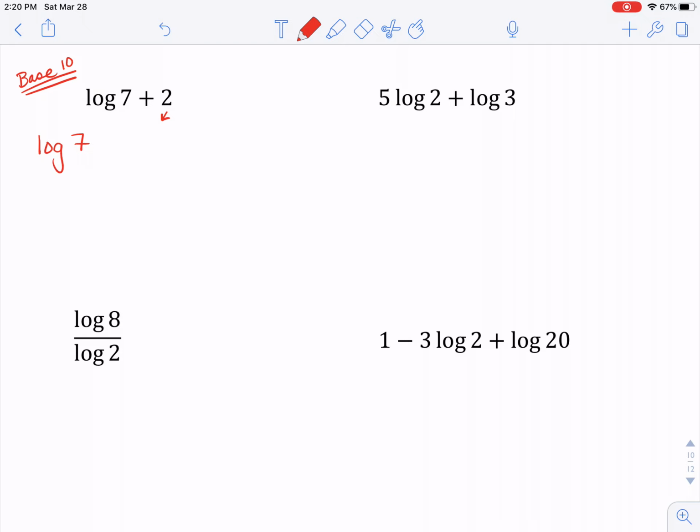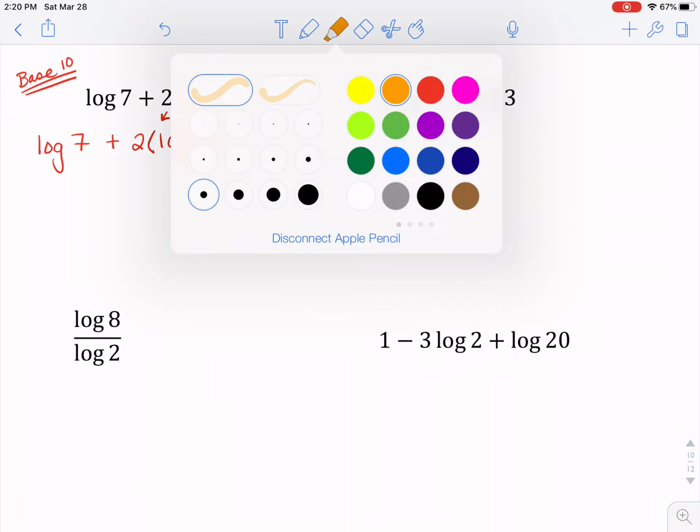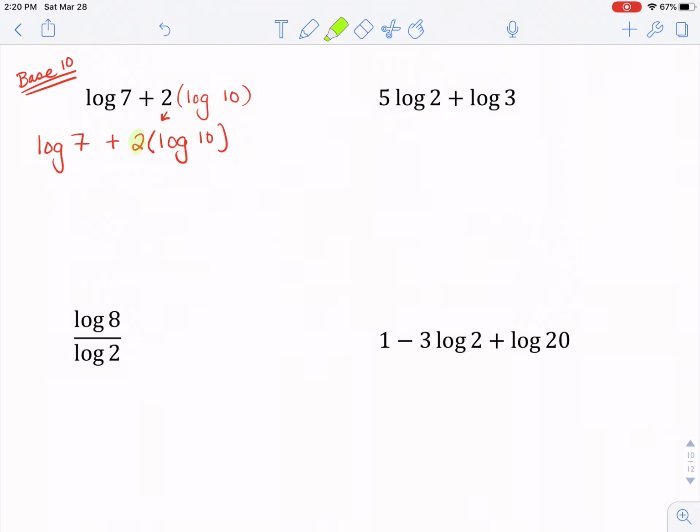All right, so log of 7 plus 2. Well, we talked about one of the rules saying that the log of 10, base 10, is equal to 1. So that means I could rewrite 2 times log of 10. Now, if you don't believe me, type in log of 10 into your calculator, and it should give you the value of 1. Well, that means now I can use my exponential laws, and this number that's being multiplied by the log can become the power of the 10.